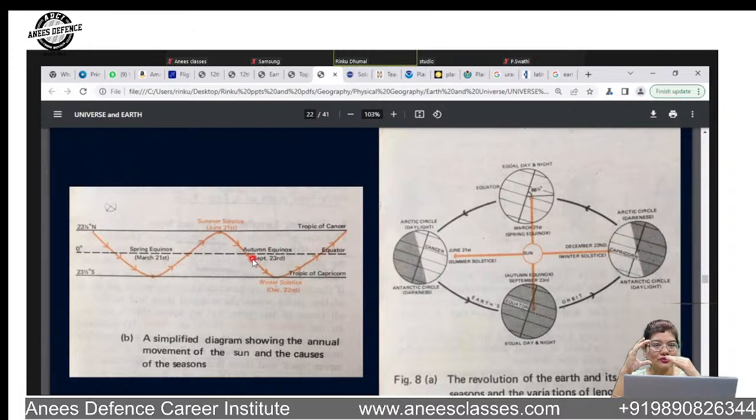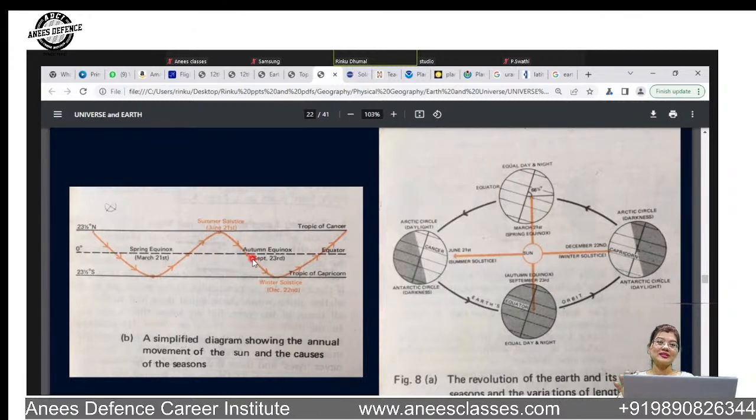If the sun's rays are received for a lesser duration of time and in a slanting fashion, we tend to accumulate less amount of heat. Okay, and thus the temperatures remain pretty low. So what we call that is winter. Okay, and this is how, because of the tilt of the earth, we get the apparent motion of the sun, and because of the apparent motion of the sun, we have varying lengths of day and night, and also seasons.